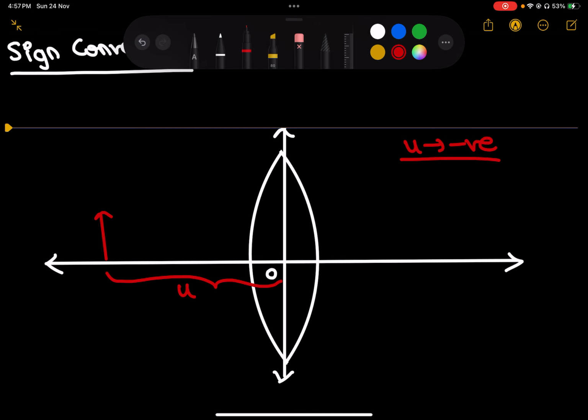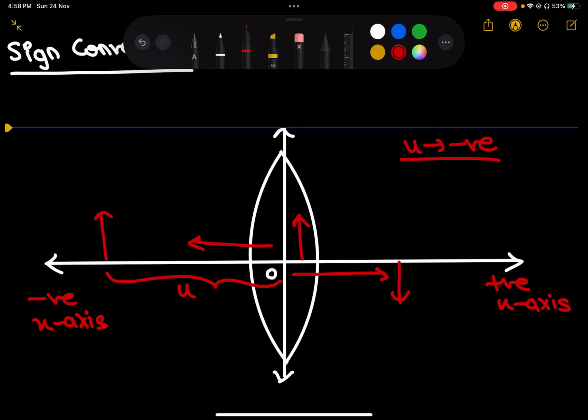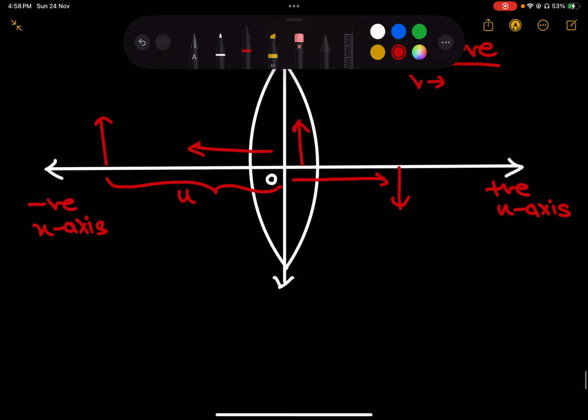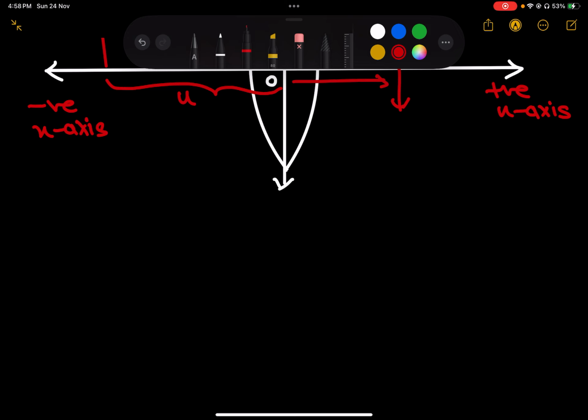Now, this is the positive x-axis. This is the negative x-axis. All distances measured to the right hand side of the optical center are positive, to the left hand side of the optical center are negative. All distances above the principal axis are positive. All distances below the principal axis are negative. So that means that v can be positive or negative. Here I'll distinguish between both convex and concave lens. Convex lens, first of all.